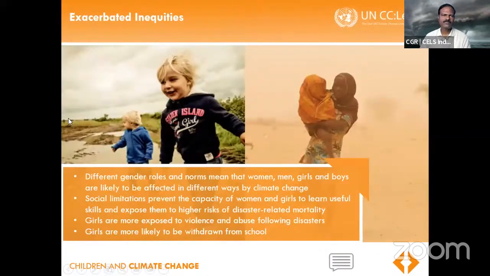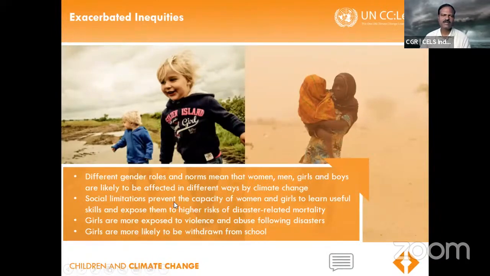So then here again, gender aspects, if we see among women, men, girls, and boys, they will be impacted definitely. Social limitations prevent the capacity of women and girls to learn useful skills and expose them to higher risks of disaster-related mortality. So gender-wise also, the survival of women and girls will be low overall. Girls are more exposed to violence and abuse following disasters. Girls are more likely to be withdrawn from school after a major disaster.